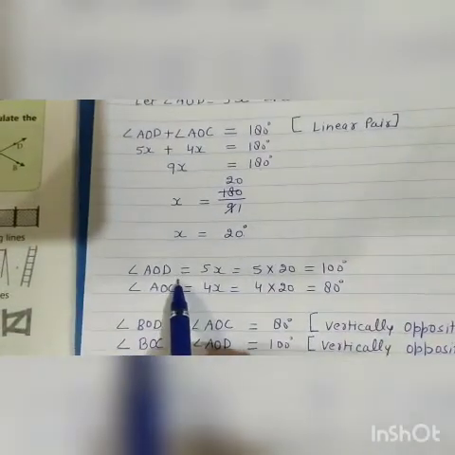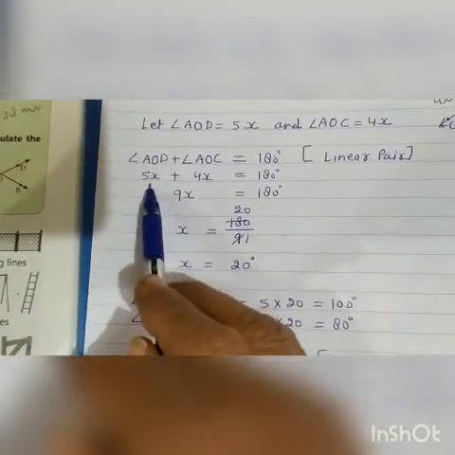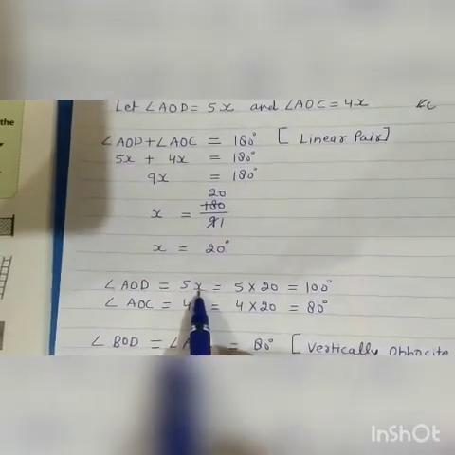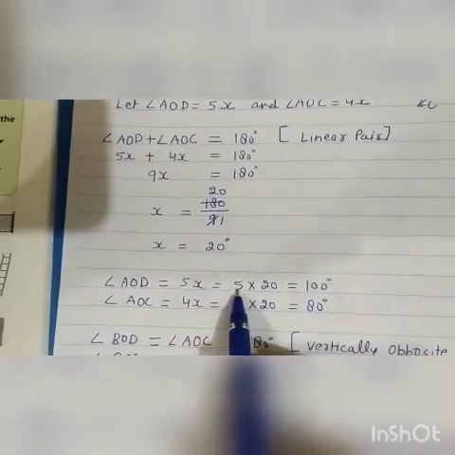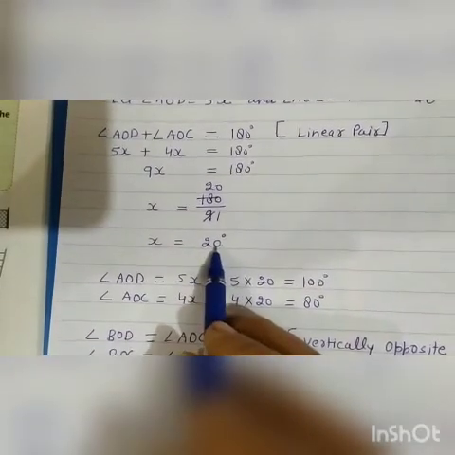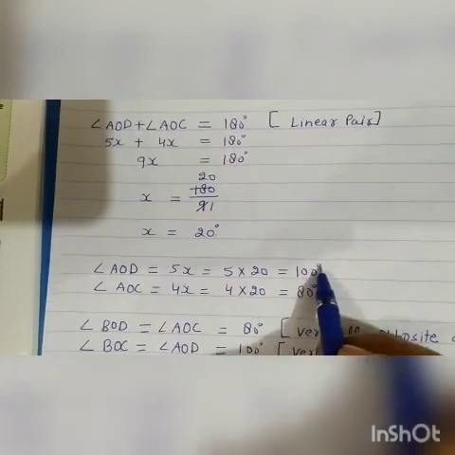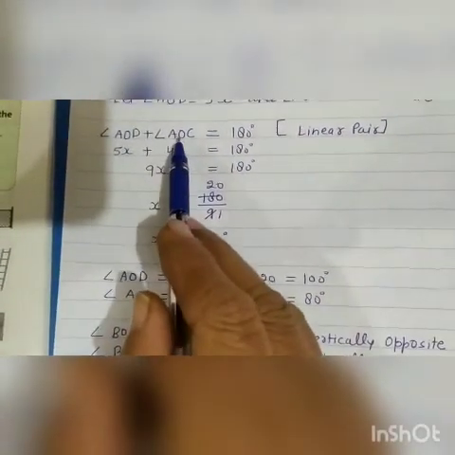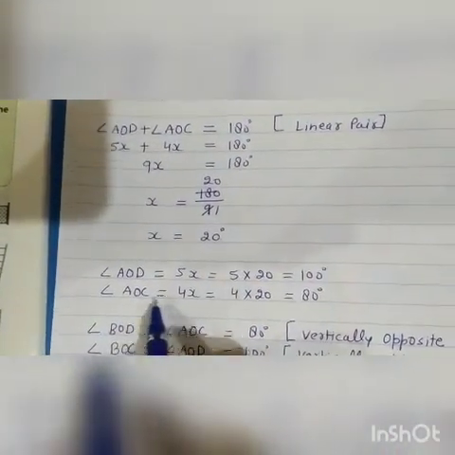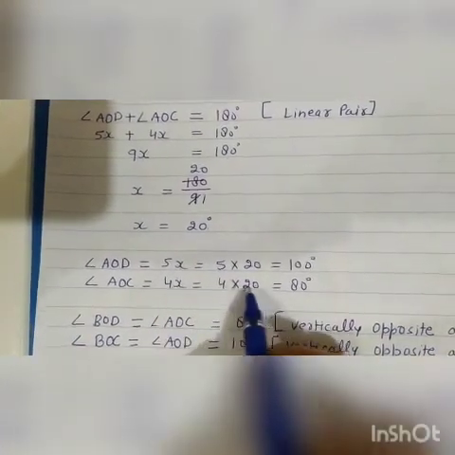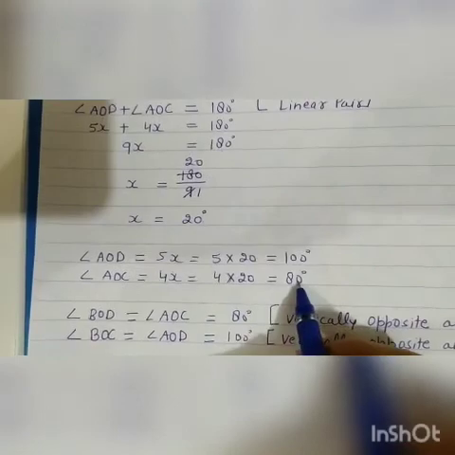Now angle AOD is equal to 5x. Put the value of x, which is 20. So 5 multiplied by 20 is 100 degrees. Then angle AOC is equal to 4x, which is 4 into 20, that is 80 degrees.